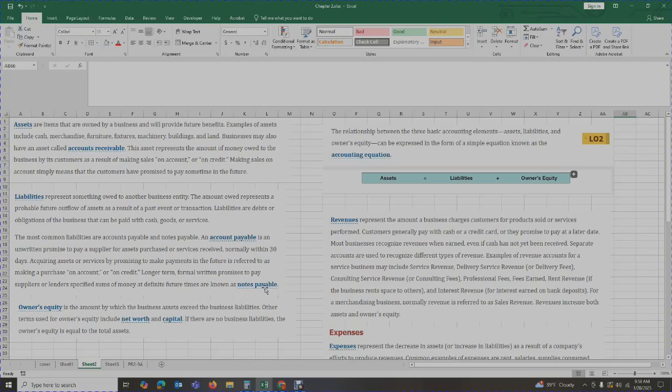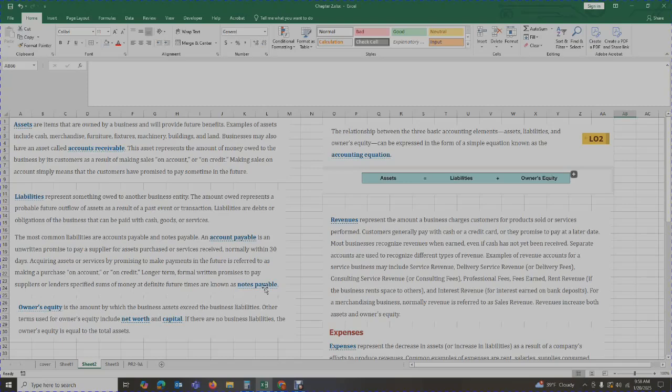Assets are anything that is owned by a business and will provide future benefits. Examples include cash, merchandise, furniture, fixtures, machinery, land, supplies, prepaid insurance. Anything that's prepaid is an asset. Accounts receivable. You need to be able to identify what is an asset. And for me, an asset is anything that is owned by the company, or the business that you have.